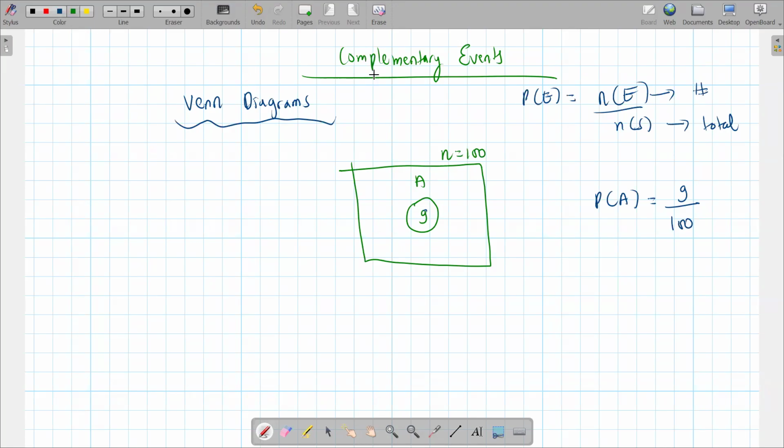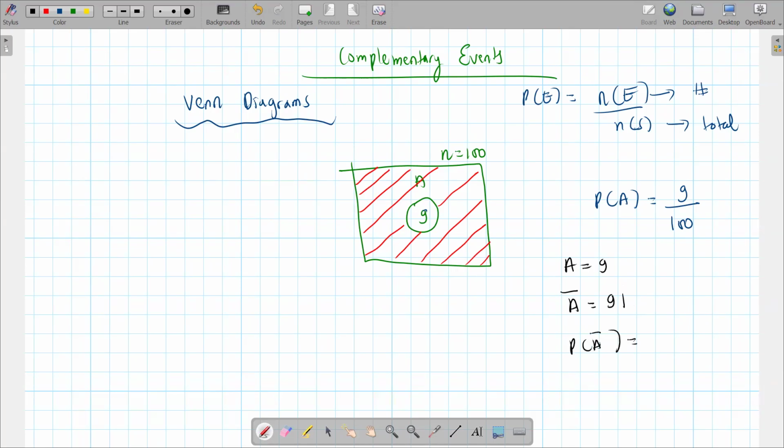Complement event is denoted by a bar. So we can call it PA bar. That is the probability right here. It's inside of the rectangle, but outside of the circle. So in class A, there are 9 people. How many people are not in class A out of 100? That is 91. So the probability of A bar, which is the complement event of A, is going to be 91 over 100.